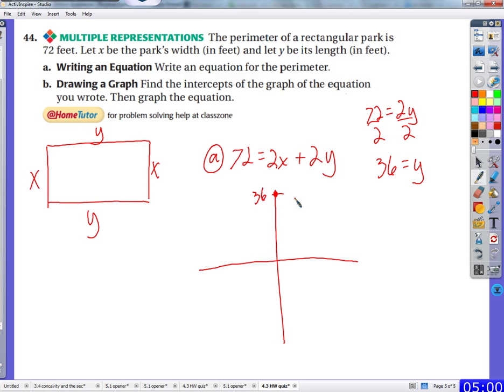Okay. 36, mark. And find the x-intercept. We do the same thing with y. We plug in 0 for y, so 2x equals 72, so x equals 36 as well. Those are the intercepts of the graph.